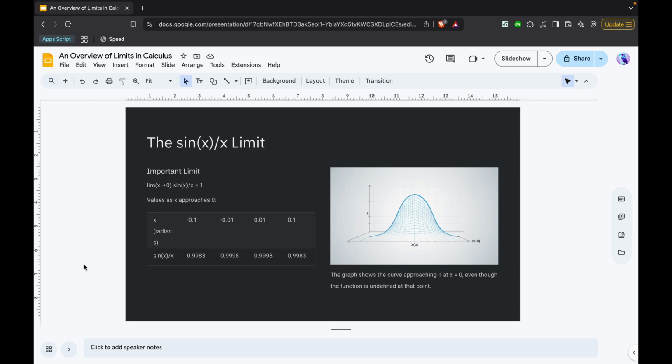last two methods, graphical analysis or even using a table of values, except this is only from one side. Actually, no, it's from both sides, but it still works. Now, as you see in the radians for the top row, that means we have negative 0.1, negative 0.01, 0.01, and 0.1. And as it approaches 0 from both sides, it approaches 1. And for the graphical analysis, it approaches that certain value 1 at x equals 0, even though the function is undefined at that point.